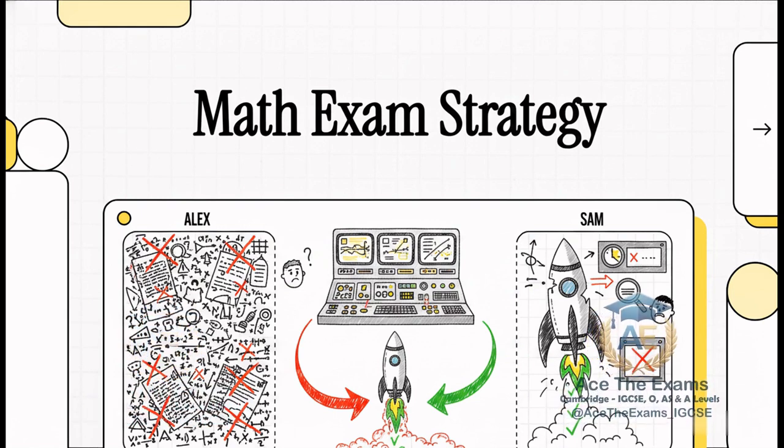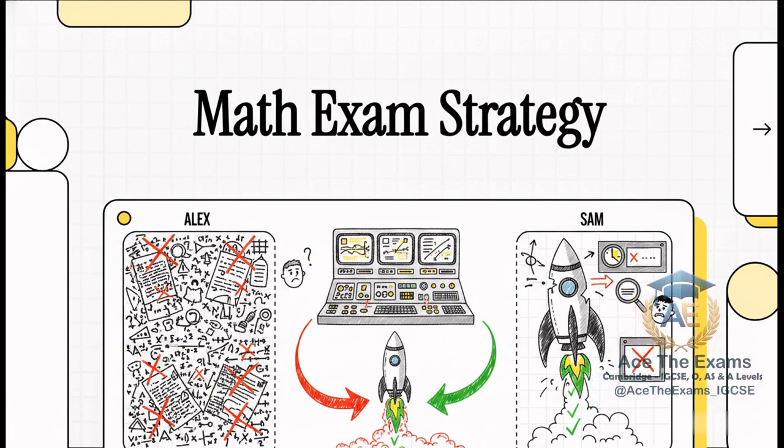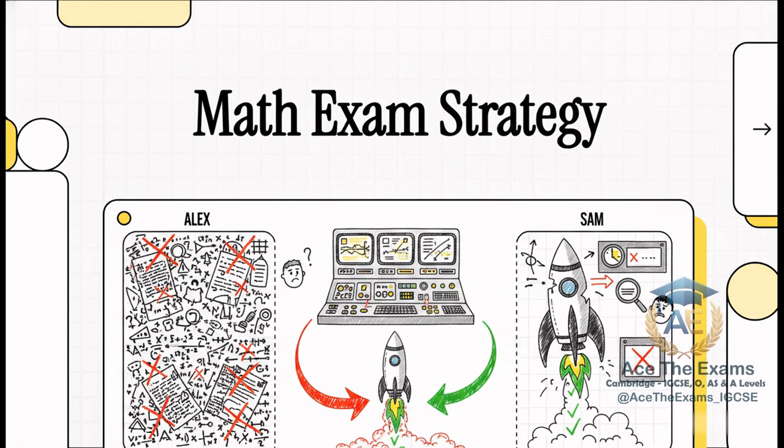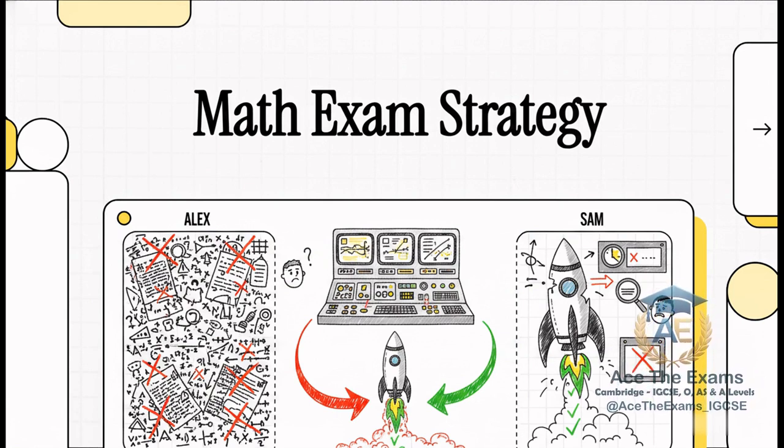I want you to treat this explainer exactly like a mission control sequence. Because in that Cambridge exam room, there is absolutely zero margin for error, none. Every single calculation, every logical step, every substitution must be perfectly, flawlessly calibrated for launch.